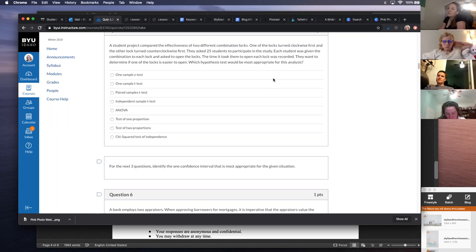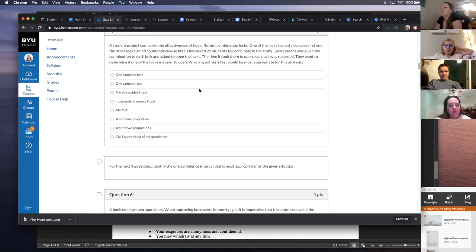So would this be a test of two proportions then? Or would it be ANOVA because it's so many? So in this one you only have the two, it's just testing the two locks. So you can break it apart and think, okay, is it categorical or quantitative? Do we end up with a whole bunch of numerical data, or is it a yes or no thing? Oh, and because it's time, it would be quantitative, right? Yeah, then you end up with quantitative.